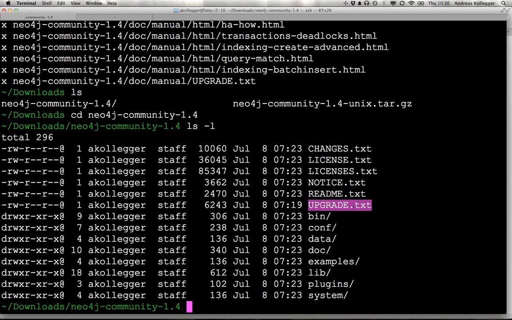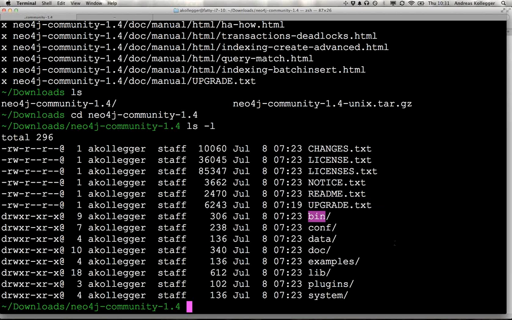Also, this upgrade text is worth reading. Depending on which version of Neo4j you have, and if you've had a previous version, of course, this will give you helpful information for knowing how to do any kind of upgrades that might be necessary. The rest of these directories are pretty obvious, actually, in what their roles are.